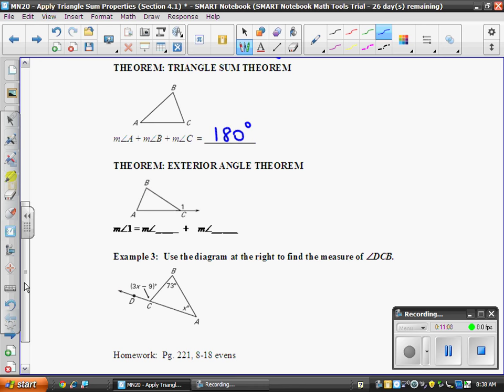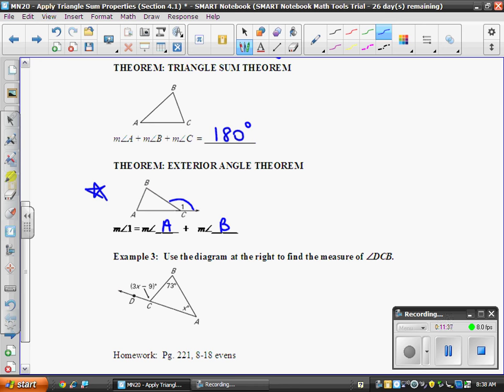This next theorem is a biggie. People sometimes forget this, but it's called the exterior angle theorem, which states that if you have angle 1 out here, that angle measure is going to be the same as if you were to add the measure of angle A plus the measure of angle B.